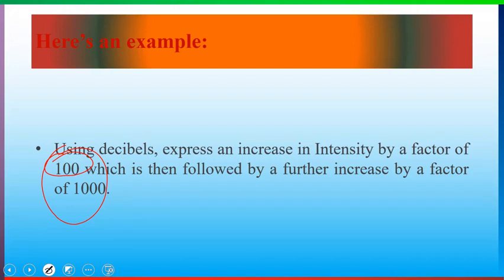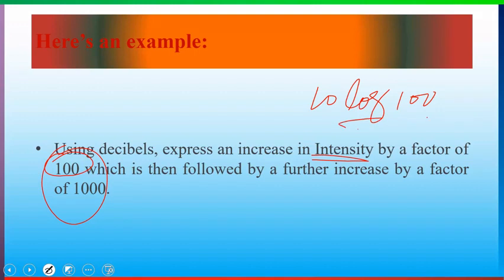So if we are going to express it individually, this change is occurring in intensity. We'll use the 10 log equation. So we'll have 10 log of the ratio, and the ratio is solved, and it is given over here.